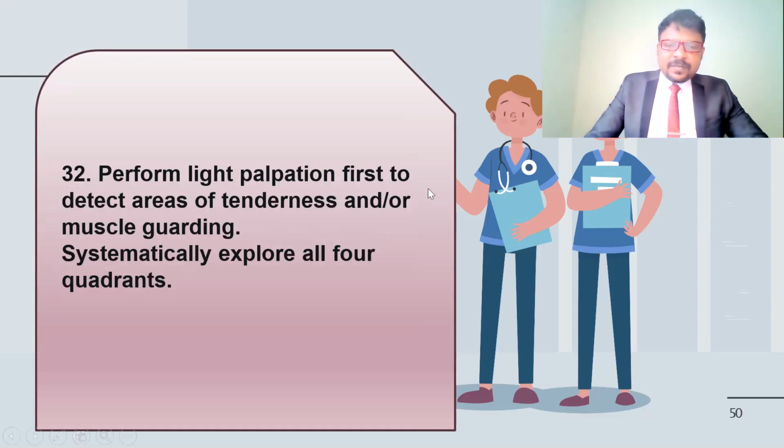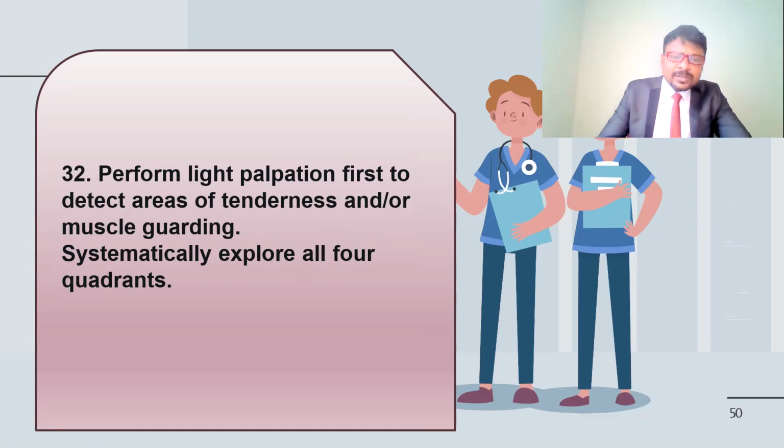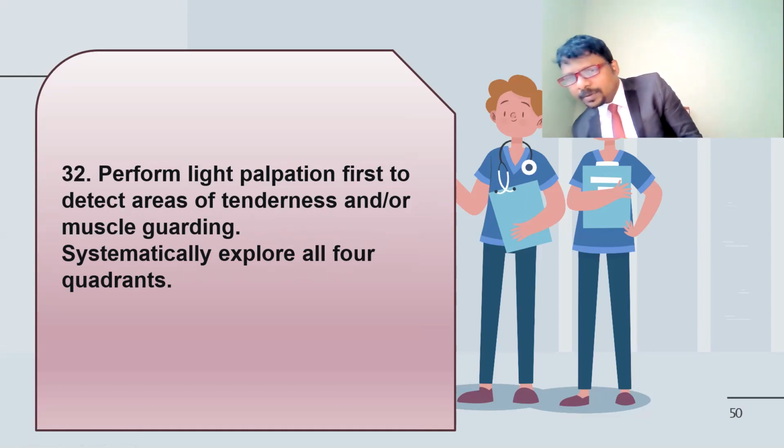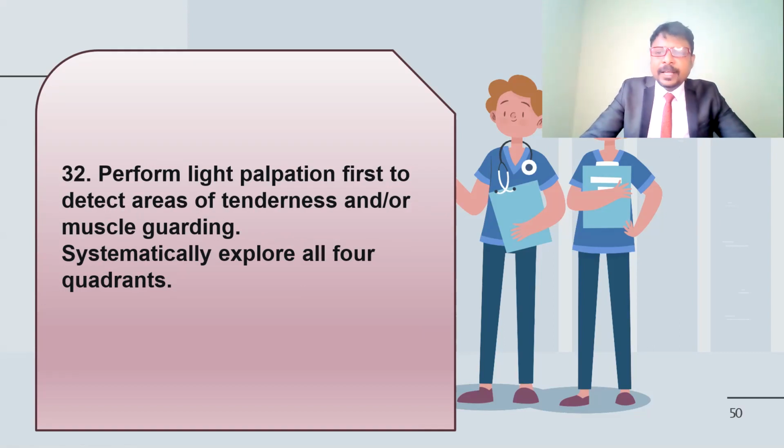Perform the light palpation first to detect the areas of tenderness and also any muscle guarding. That means if there is any tightness or tenderness, and also systematically explore all the 4 quadrants. Here we have to check all the 4 areas. So we have to check systematically.